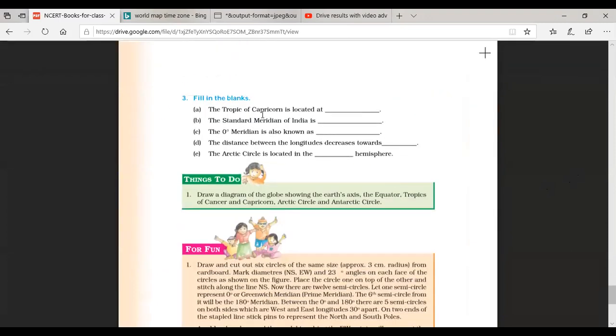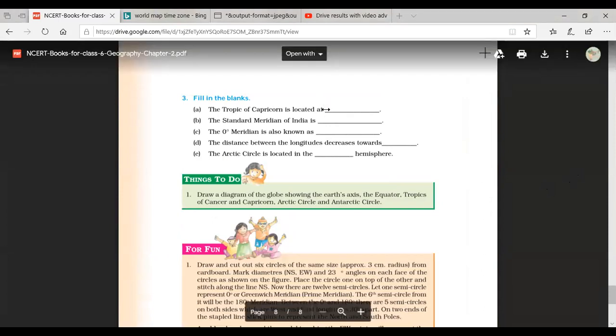Fill in the blanks. The Tropic of Capricorn is located at 23.5 degrees south. Standard meridian of India is 82 and a half degrees east. 0 degree meridian is also known as what? The prime meridian.